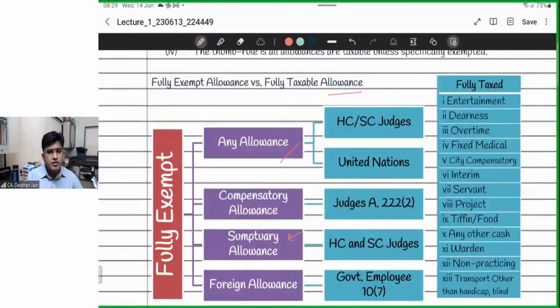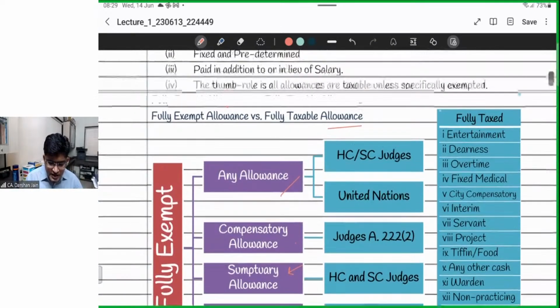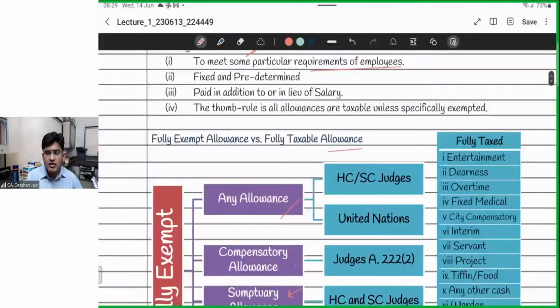But most of the employees are not going to get the benefit of the fully exempt allowance. What is fully taxed? Well, every other employee is going to be taxed. So entertainment allowance, dearness allowance, taxable. Overtime allowance, taxable. Fixed medical allowance, taxable. Everything else is taxable. Entertainment allowance in case of a government employee is deductible. Sorry, it is not exempt.